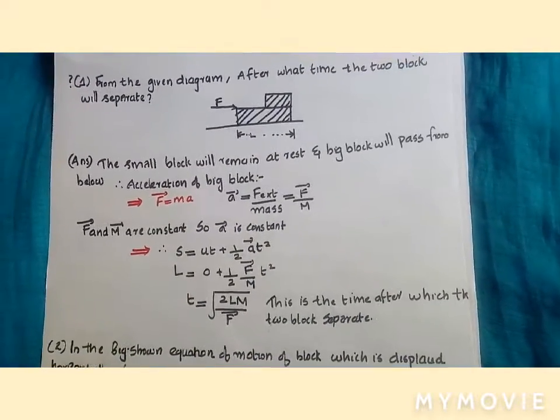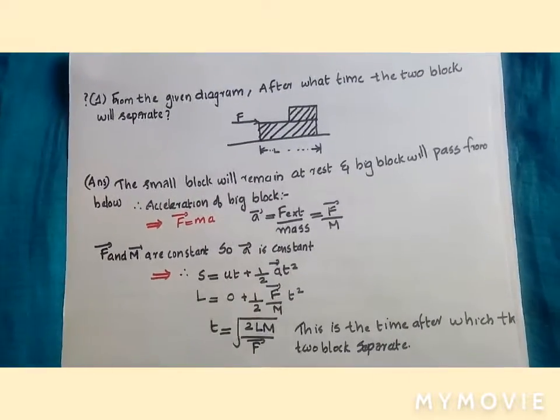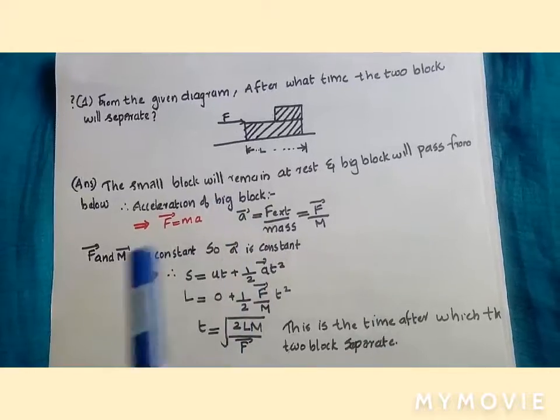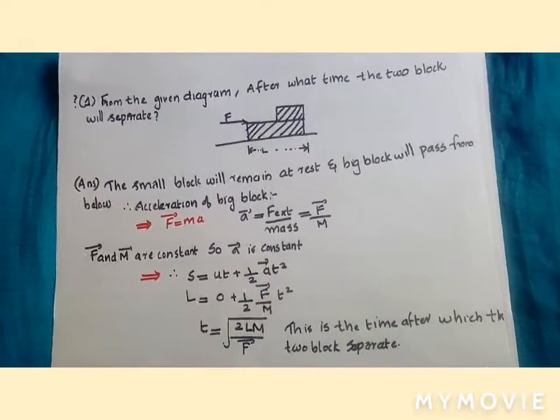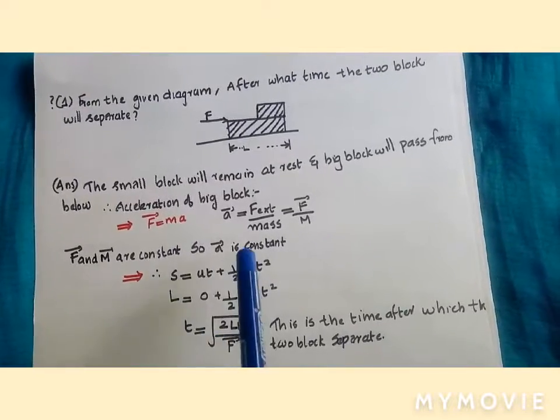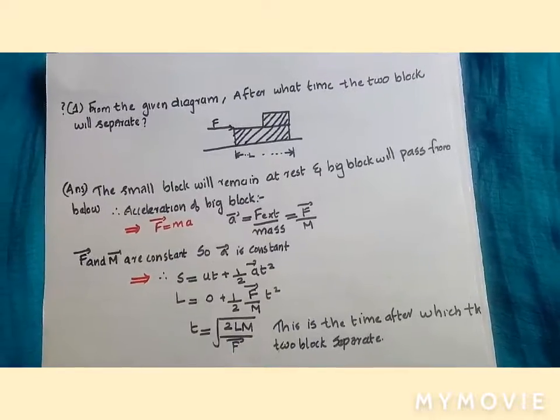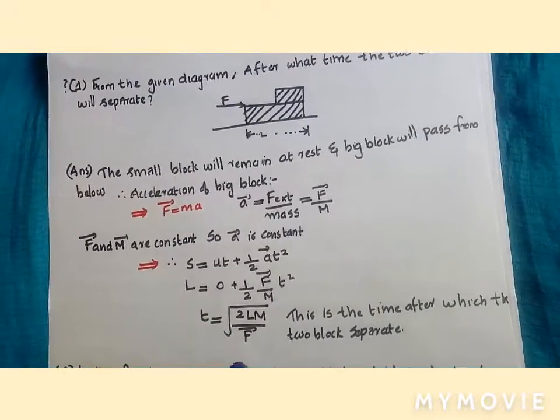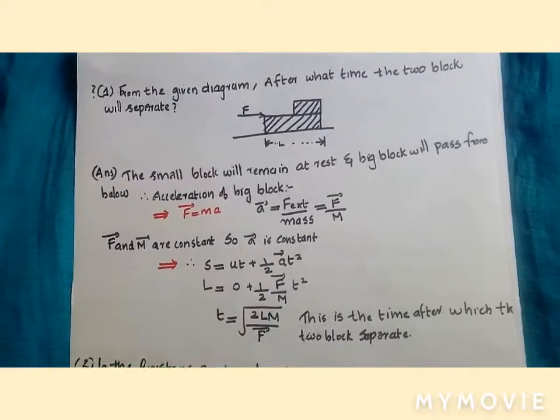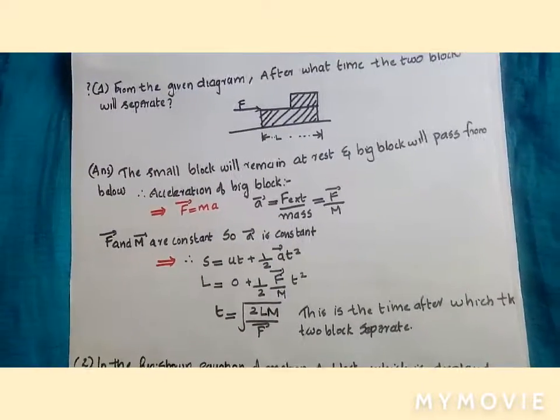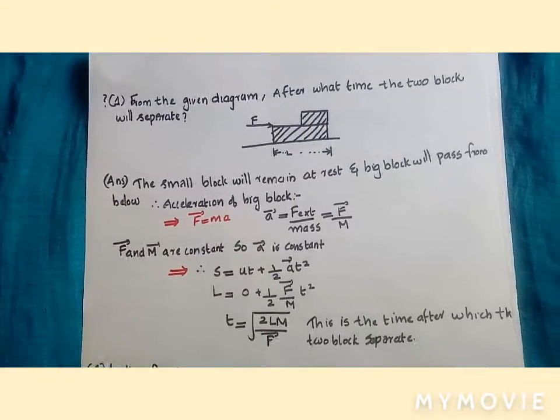We know the displacement equation, S is equal to ut plus half at square, where displacement is capital L, u is the initial velocity, that's equal to 0, and A is F by M, so L is half F by M into t square. T is the time, given from this equation as under root 2LM divided by capital F. This is the time after which the two blocks separate.